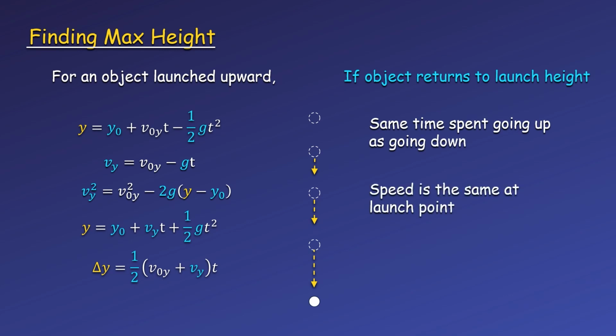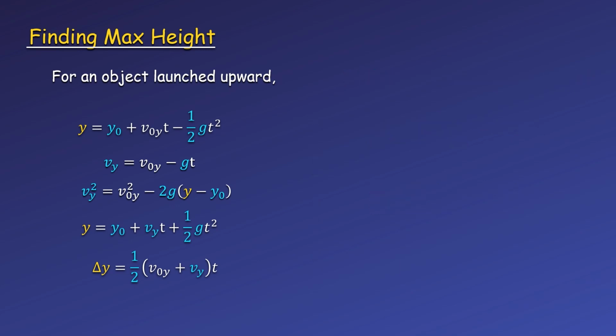By this same logic, we can see the speed at which the object is launched upward is the same speed as when it returns to its original height, because it speeds up on the way down the same amount as it slows on the way up. This is true at every height. However fast it was going at that height on the way up, it will have the same speed when it returns to that height on the way down.